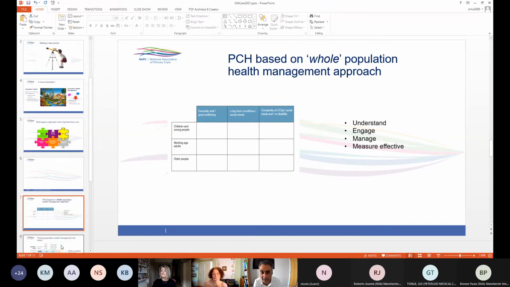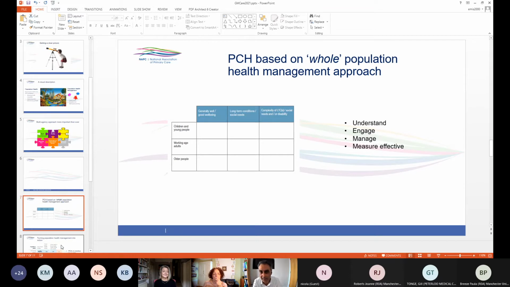So this framework we developed at NAPC a few years ago was really just to say there are many ways in which you can chop or chunk a population down into more manageable chunks. Here we've just used a very simple classification. One axis is a life course axis, which I'm sure colleagues will be familiar with: children, young people, working age adults, older people. The other axis is a functional health status axis: people generally thought to be well or without any significant risk factors that we know, people with stable long-term conditions or social needs, and, on the far right, people with really significant complexity or multiple physical, psychological or social factors.